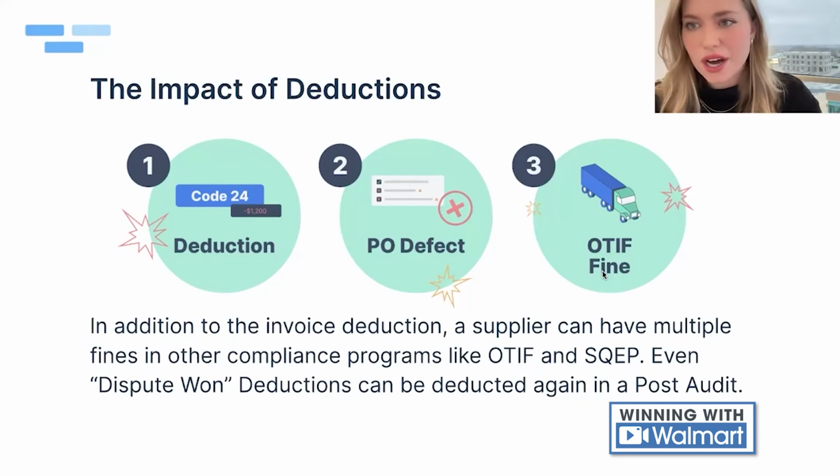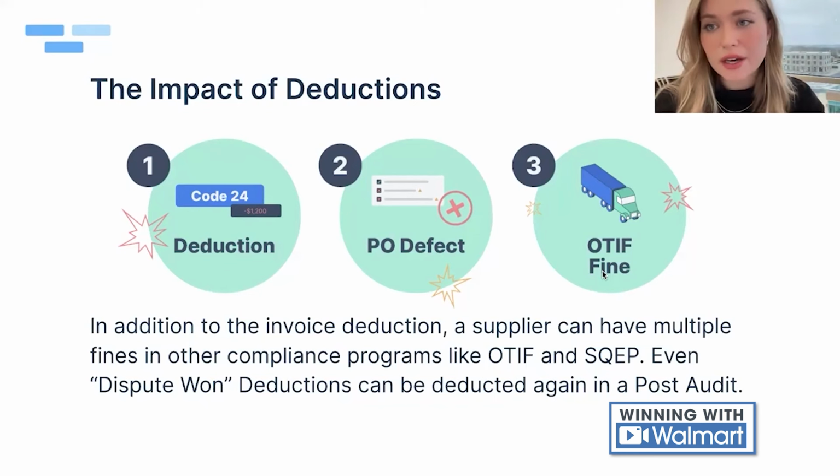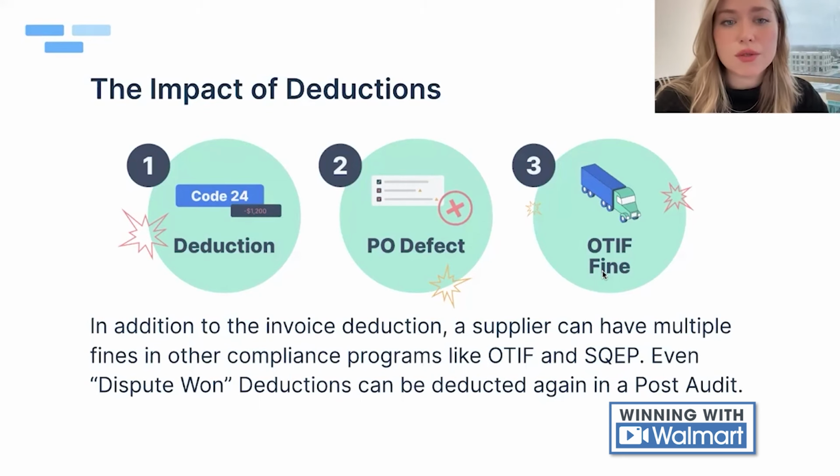So in this example, I'll just talk high level. Let's say you short ship something, or Walmart thinks that you have short shipped. So you haven't sent Walmart all of the product that they were expecting. That usually will result in a code 24 or code 22 being issued against you, which is a shortage deduction. You can also see that come as a PO defect on your actual SWEP fine. So that's the Supplier Quality Excellence Program. And then you'll also have an in full fine usually come around for the OTIF program.